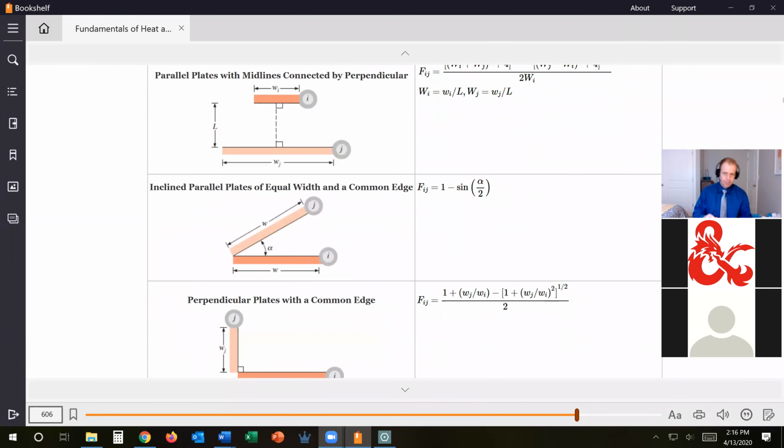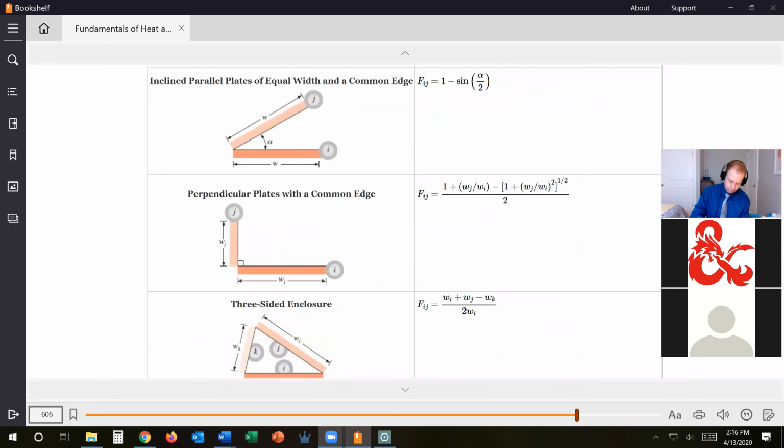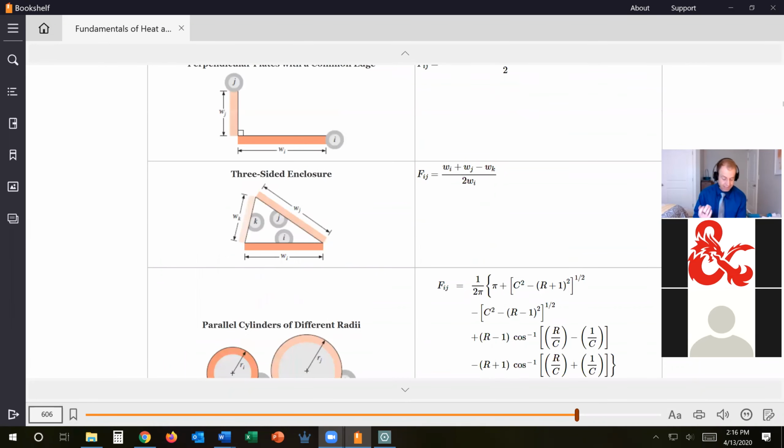I can get two planes that are at some angle. That's the view factor, perpendicular with a common edge. I can do this three-side triangle. You can do the math. I don't know why you would ever necessarily need that, but some math student, some grad student was able to figure out that integral, and it turned out to be pretty easy.